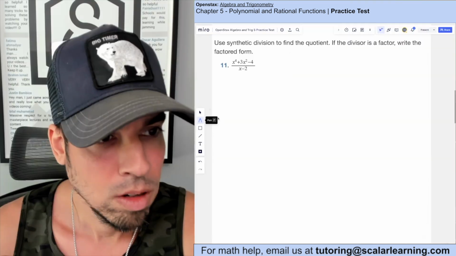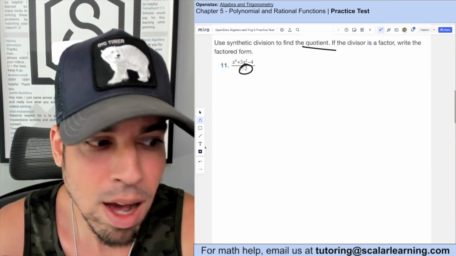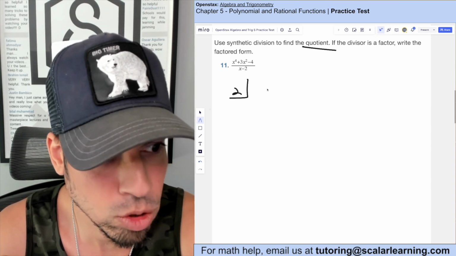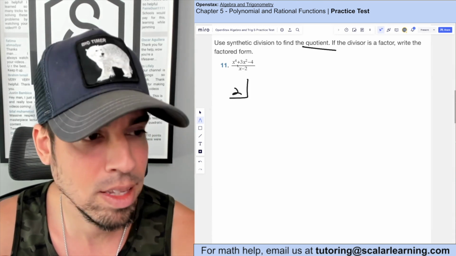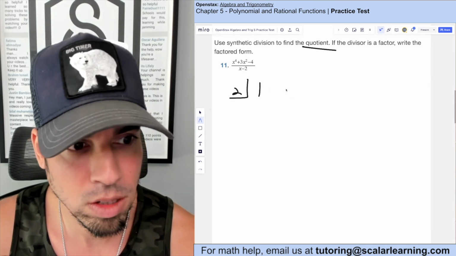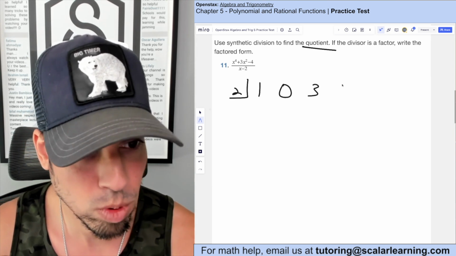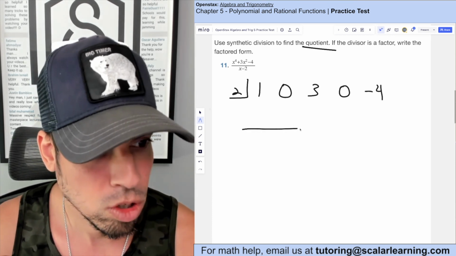Boom, done. For this one, we're going to run synthetic division to find the quotient, and we're going to start with the opposite of -2, which is 2. From the divisor, we throw that in the box. Then we're going to list the coefficients of the numerator, aka the dividend. So we got 1x to the fourth, 0x cubed because there's no x cubed, 3x squared, 0x because there's no x term, and then -4. So now let's run it.